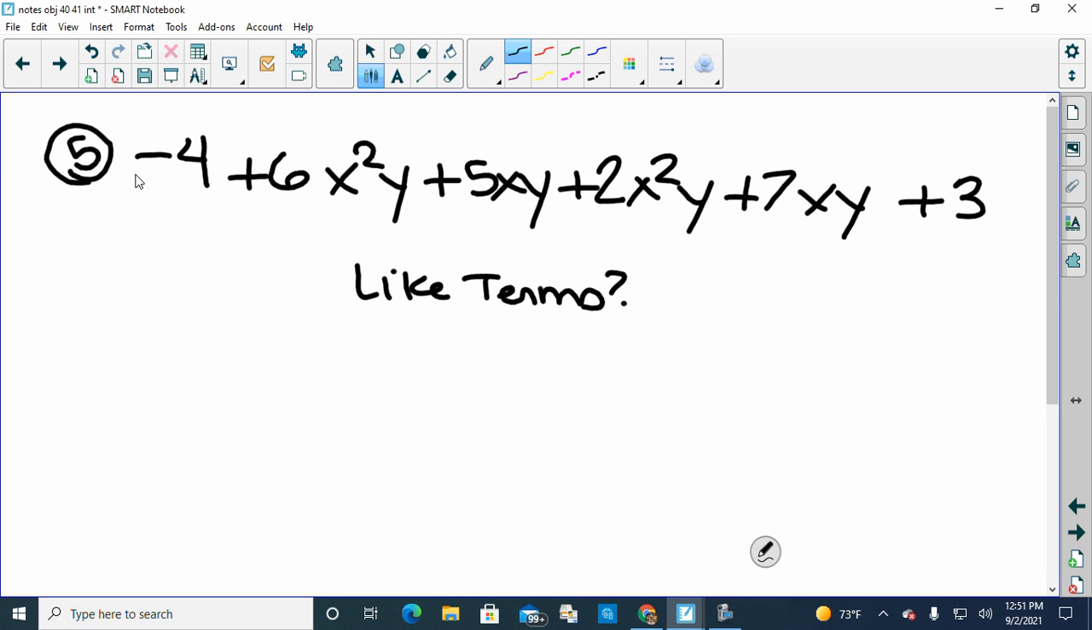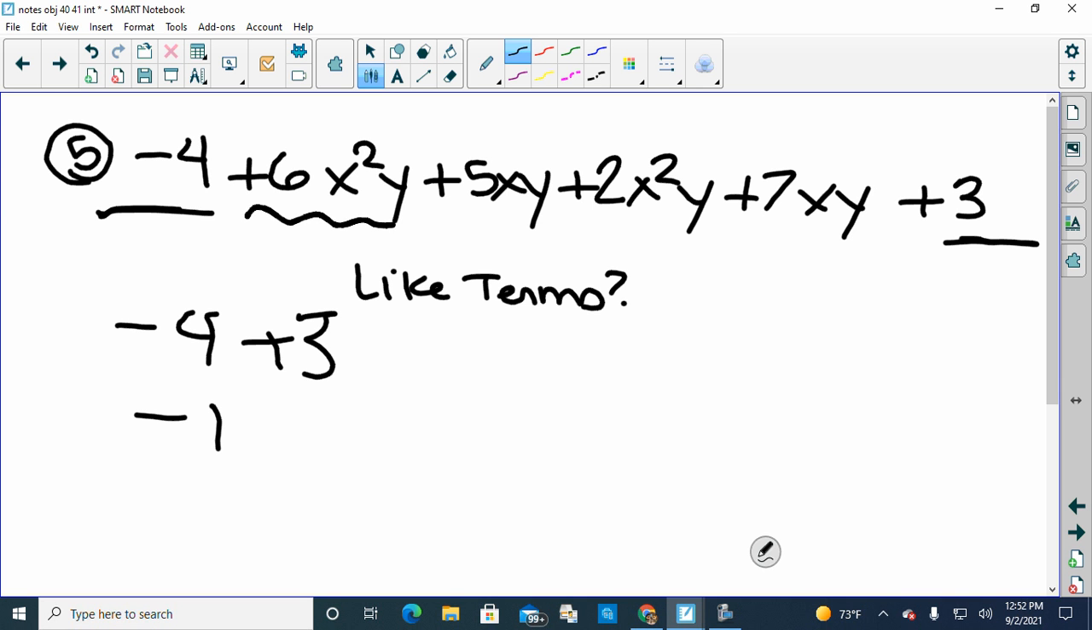So negative 4 plus 6x squared y plus 5xy plus 2x to the second y plus 7xy plus 3. Okay, still the same thing, like terms. I'm just going to go left to right. So we've got a negative 4, and I'm looking for another one that doesn't have any variables, which would be all the way over here. So I have a negative 4 and a positive 3, which would give me negative 1. Okay, so that's done. Now I'm going to go to the next one over.